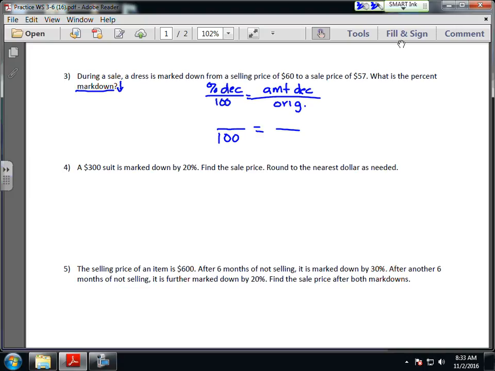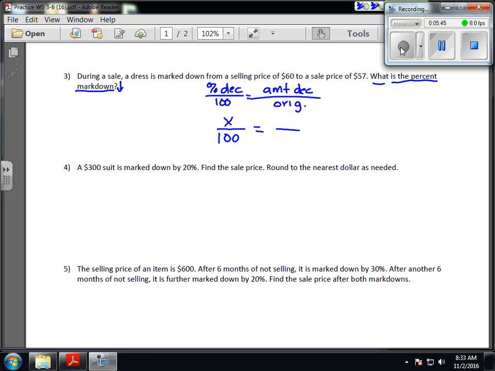Okay, do we have a percent? Do we know what the percent is? No, it says what is the percent. So if they don't know, then we have to figure it out. All right, let's take a look at the next one. Okay, so then we have our original amount. What is the original amount? 60, very good. How do we find out what the amount decreases? I'm going to get my red pen ready.